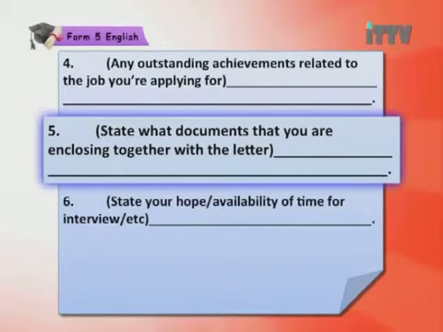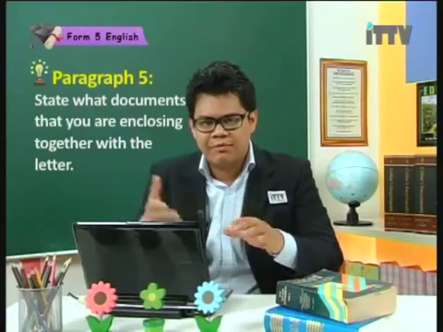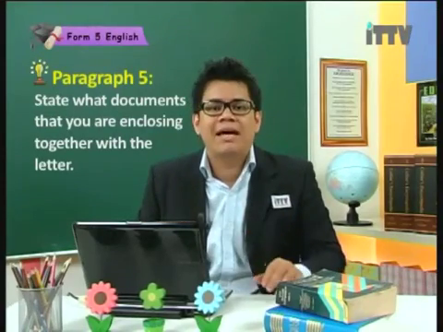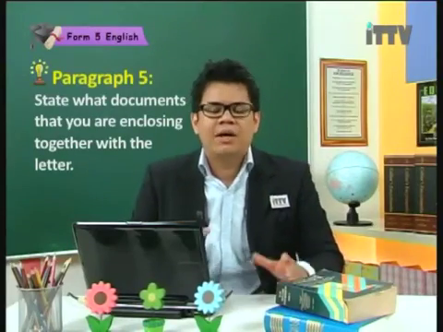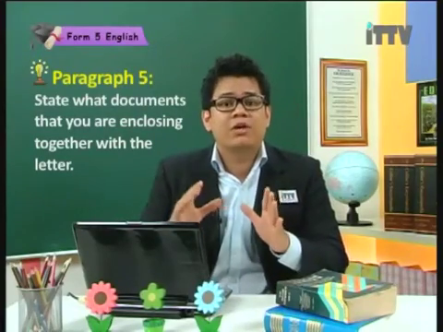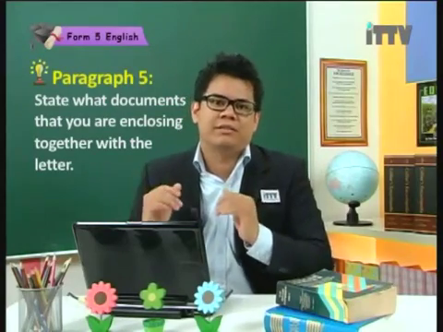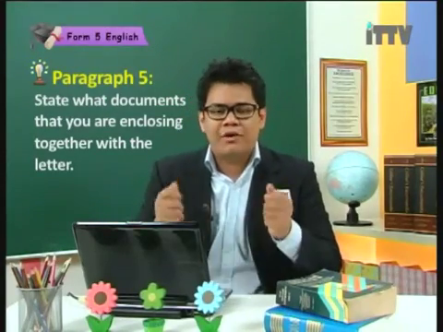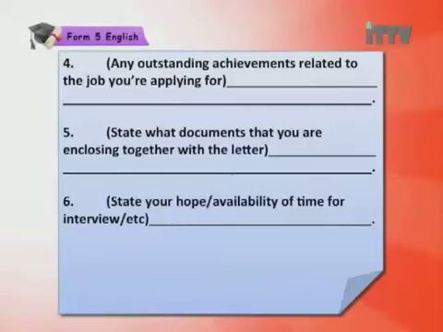Fifth paragraph. State what documents you are enclosing together with the letter. Now, in this fifth paragraph, it is important to tell them if you've added anything else in your envelope. So for example, whatever certificates you're putting in, you write it down. I am enclosing my certificates. I am also enclosing photostated copies of all of my degrees, for example. So then, when I read the letter, I will then take the envelope and know, okay, there are some more things inside that I need to look at.